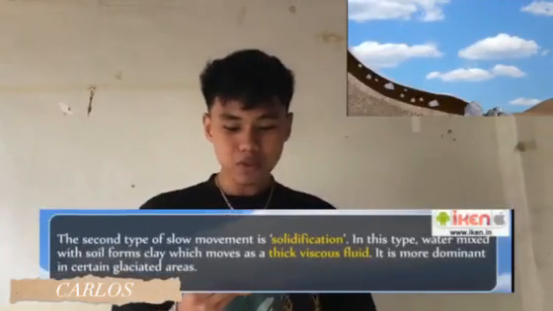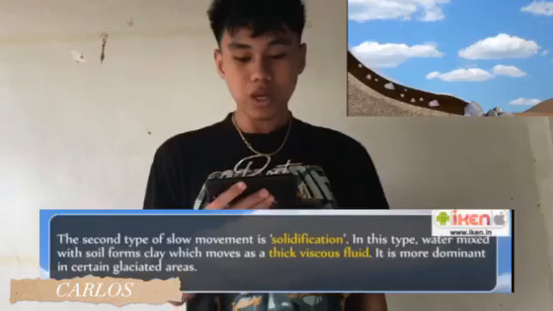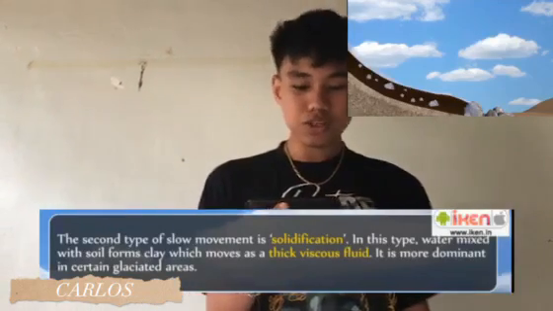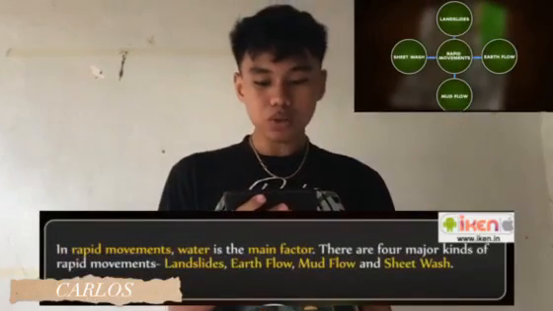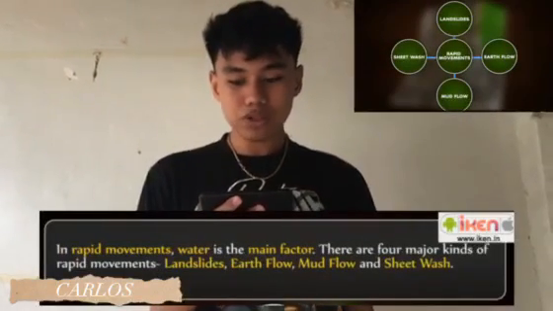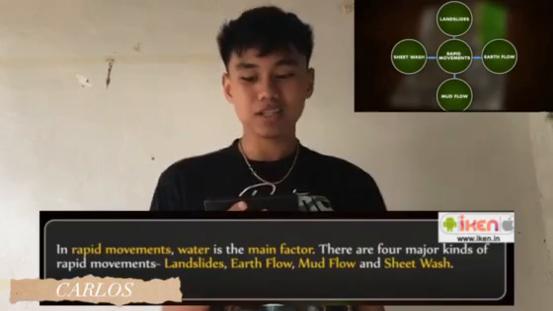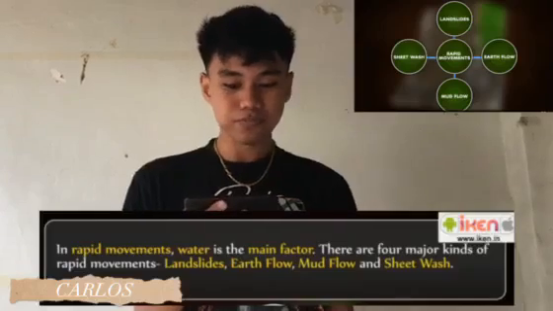The second type of slow movement is solifluction. In this type, water mixed with soil forms clay, which moves as a thick viscous fluid. It is more dominant in certain glaciated areas. In rapid movement, water is the main factor. There are four major kinds of rapid movements. These are landslides, earth flow, mud flow, and sheet wash.